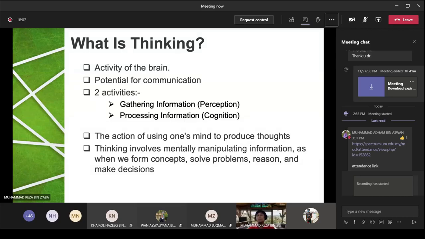So you think when you want to solve problems, when you want to reason for something, when you want to make decisions. Okay, so when you want to solve problems, you want to make decisions, typically we want to make the right decision. In order to make the right decision, you need to analyze something objectively.